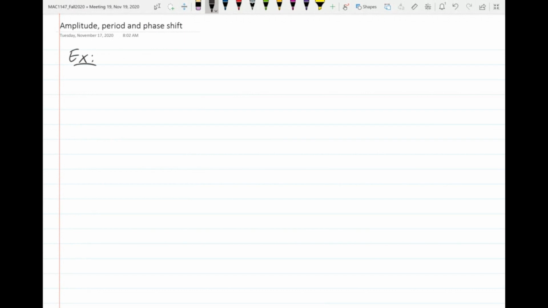So let's begin with an example, and let's say that we want to sketch the following function. So I sketch the function y equals -2 times cosine of 3x plus 6 pi. All right, so let's say that we want to graph this. So y equals -2 times cosine of 3x plus 6 pi.